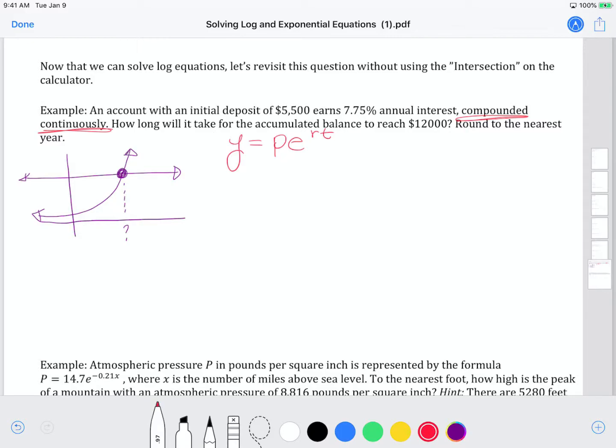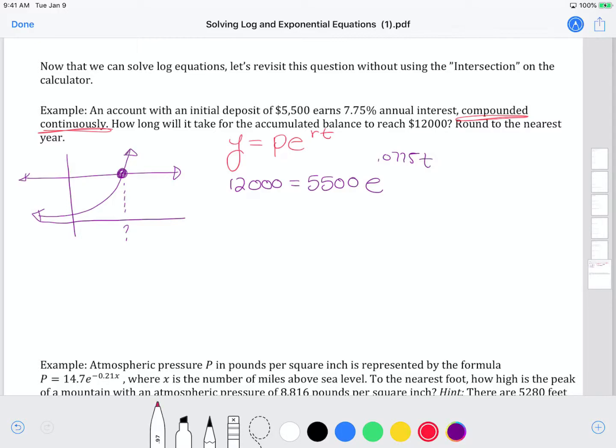The question is asking how long will it take for the accumulated balance to reach $12,000. So our principal, what we're starting with, is the $5,500, and we want to end up with $12,000. And we need to figure out how much time it's going to take for this account to build up that much at an interest rate of 7.75%.